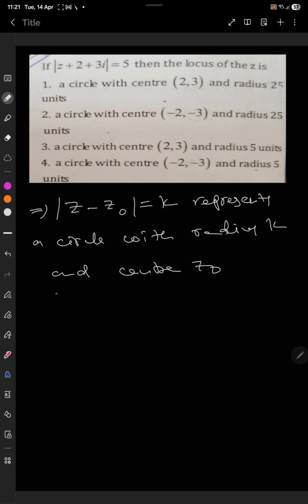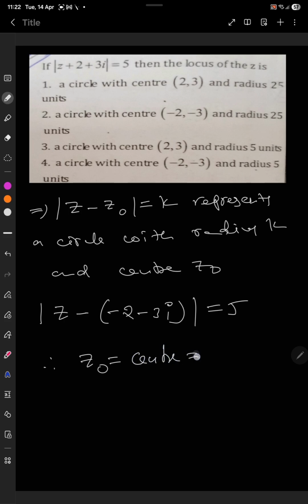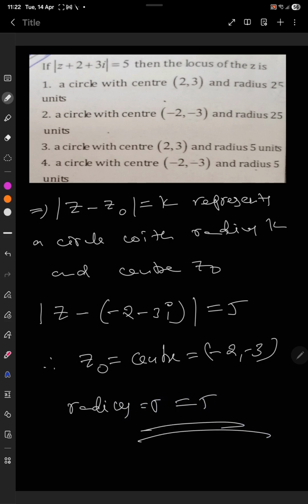So by comparing, the given is z, by taking minus common, minus 2 minus 3i, that is equal to 5. Okay na? So by comparing with known formula, we get z naught, that is center, equal to minus 2 comma minus 3i, that is minus 2 comma minus 3, and radius r equal to 5. Okay, so that is fourth option.